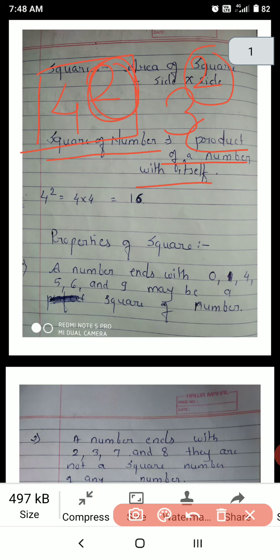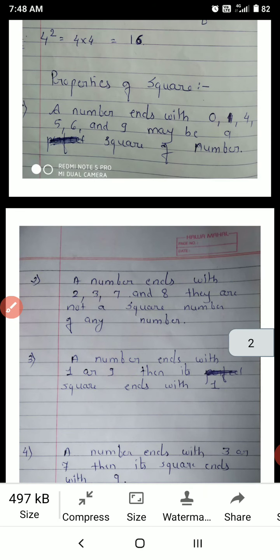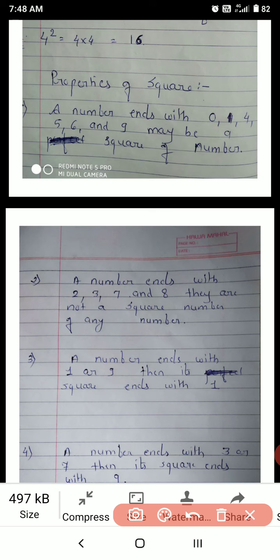This 2 means square. So if I want to find the square of 4, I will write 4 square is equal to 4 multiplied by 4, and 4 4s are 16. Like this way we can find the square of other numbers too. Now properties of square. What are the properties? Property means quality.